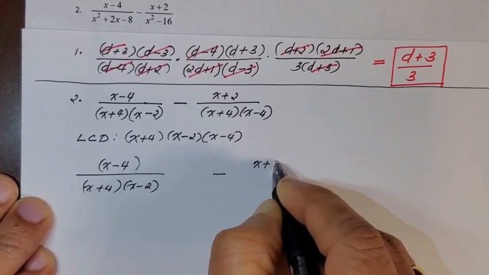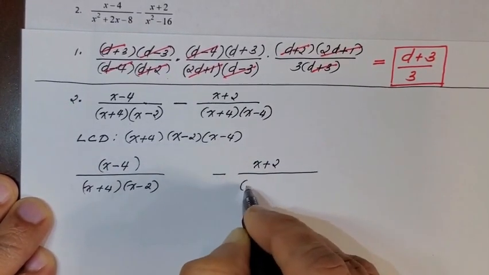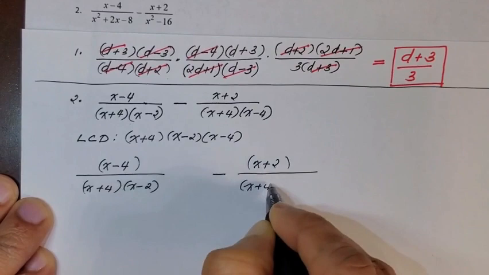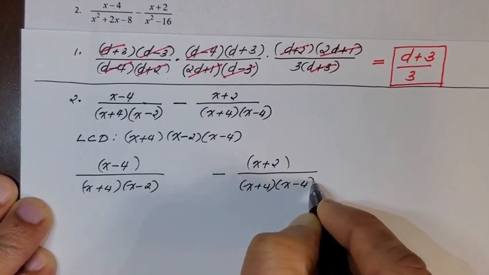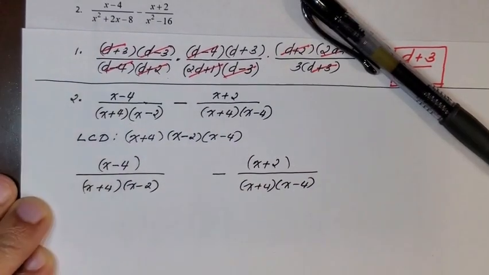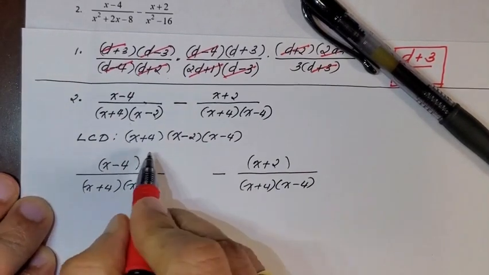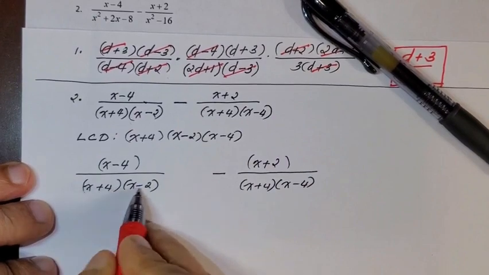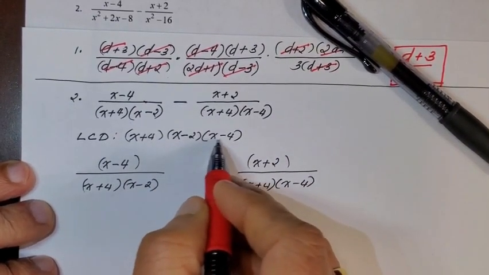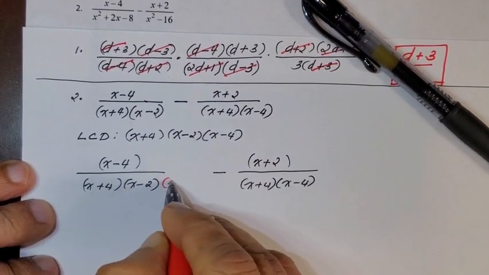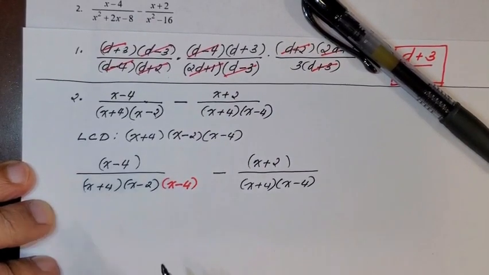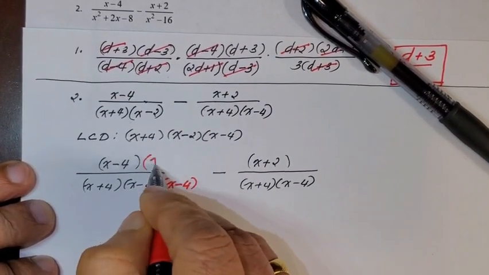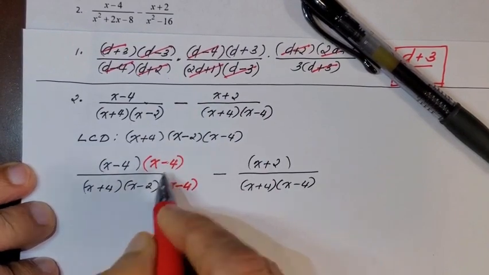x plus 2 is divided by x plus 4 times x minus 4. Now we know the least common denominator is (x plus 4)(x minus 2)(x minus 4), but we have only the first two, so we need to include x minus 4 in there. So we can just include the denominator, and we need to copy that to the numerator as well.